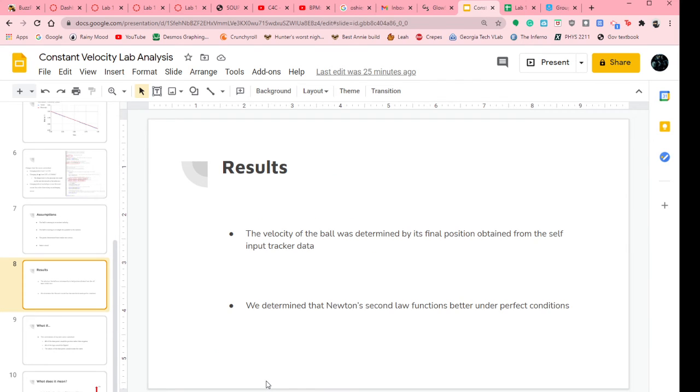Some of the results of this experiment were that the velocity of the ball was determined by its final position obtained from the self-input Tracker data, and that we determined that Newton's second law functions better under ideal conditions rather than real life. So the meaning of this first one is that the final position of the ball was divided by the delta t to obtain a velocity that we just used to determine the midpoints in the data.